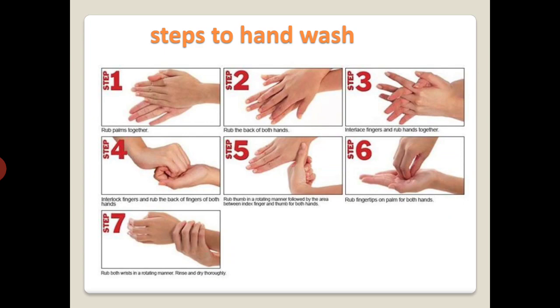And then clean the wrist in a rotating manner, and then rinse the hands with water and dry the hands thoroughly with a single use towel or tissue paper. So these are the steps of hand washing, and the duration for the entire procedure is 40 to 60 seconds, and each step has to be carried out 3 to 5 times.